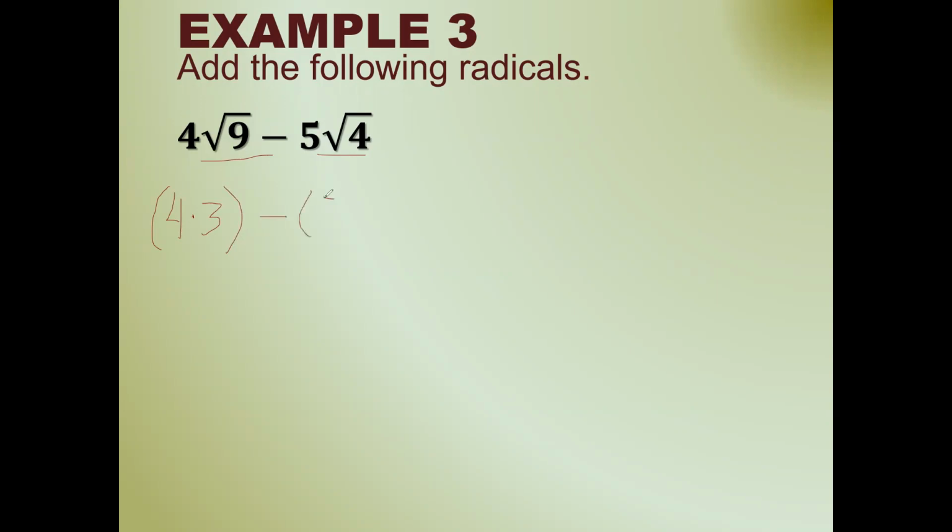Minus 5, square root of 4 is 2. So perfect square din siya, multiply natin sa coefficient. This is 12. 4 times 3 is 12. Minus 5 times 2 na 10. And our final answer would be 2.